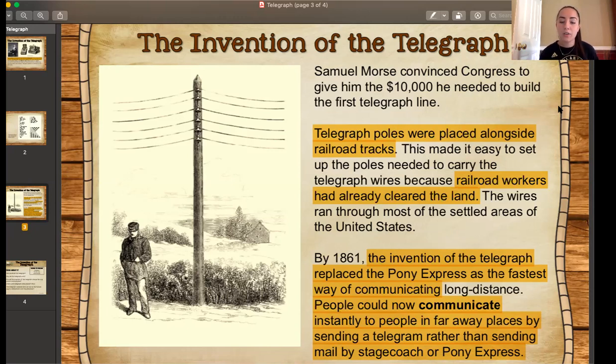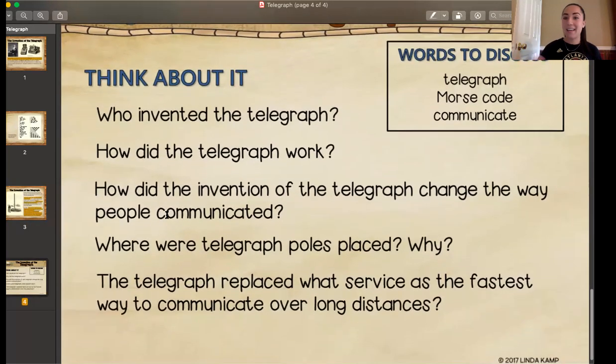And we also read that the telegraph replaced the Pony Express as the fastest way of communicating. The Pony Express was when men would ride on horses from the east to the west carrying letters. And it took a long time because they had to get all the way from the east to the west. But now, instead of riding on horses across the country, they could communicate instantly, right away, through the telegram. So the telegraph replaced the Pony Express as the fastest way of communicating. And that was the end of our PowerPoint.